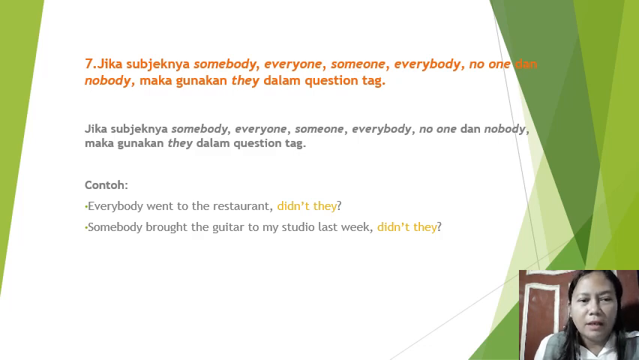Okay. Look at the next one. Somebody brought the guitar to my studio last week. Look at this one. The sentence indicates past. So the tag is negative because it is past. For brought, the auxiliary we use is did. Where does they come from? It comes from somebody. Everybody, they, when indicating past tense, in past tense we use the auxiliary did. Because the sentence is positive, the tag becomes negative.